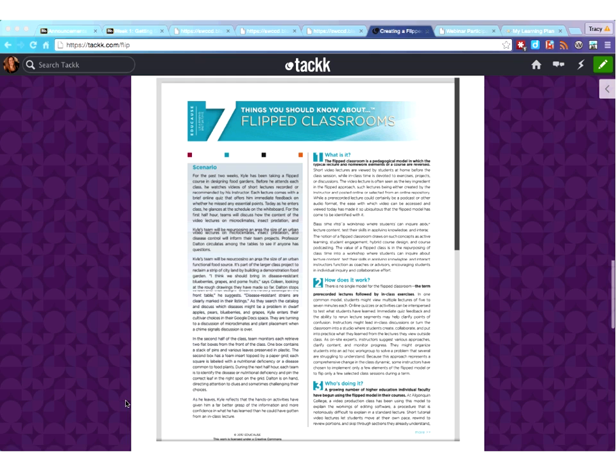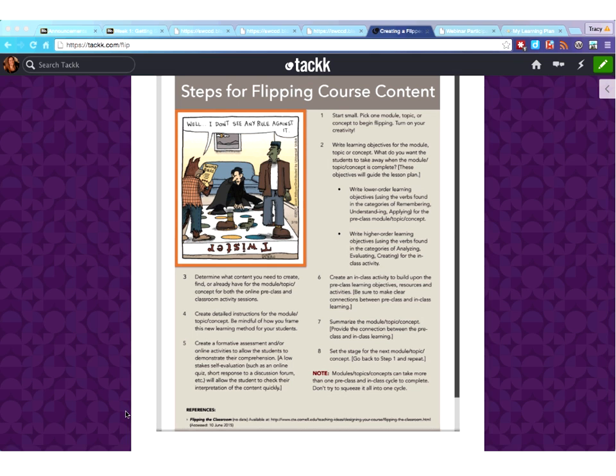And here's something that I think is really helpful. This actually comes from a CSU, and they're working on flipping their classrooms. And this is steps for flipping course content. So this is from Cal Poly San Luis Obispo, and it's got, in addition to a cartoon, which is always nice, 8 steps that you could go through to flip a class. And so I thought this was a really helpful way to approach designing a class in that flipped hybrid model.